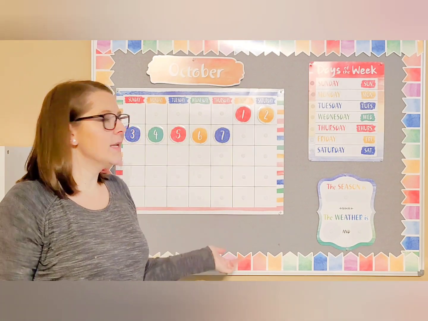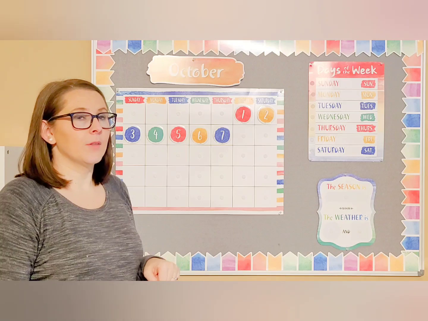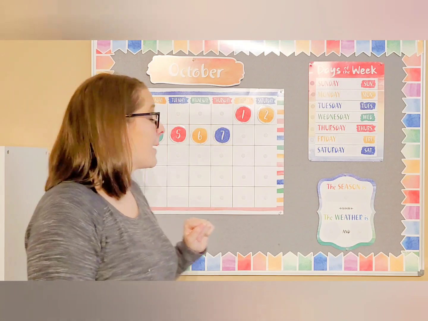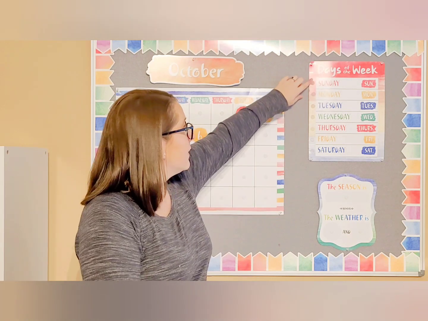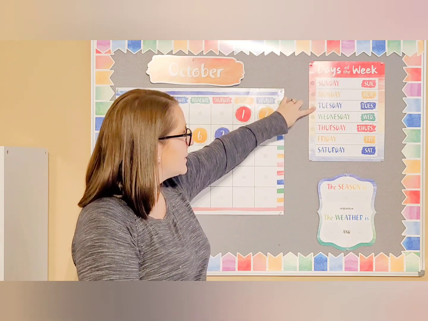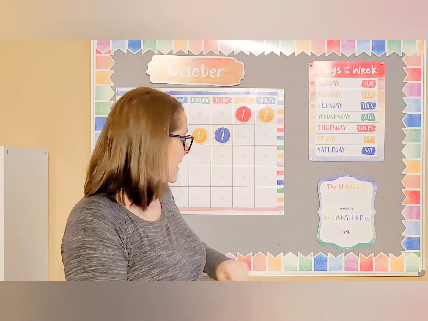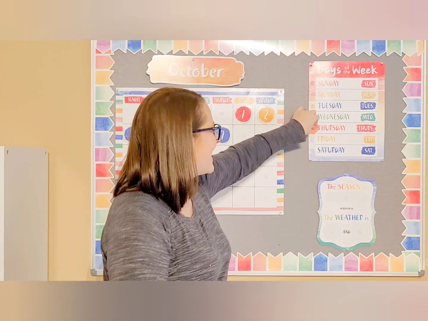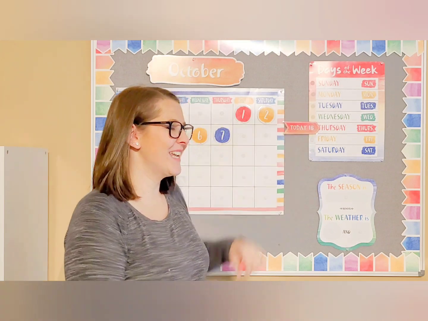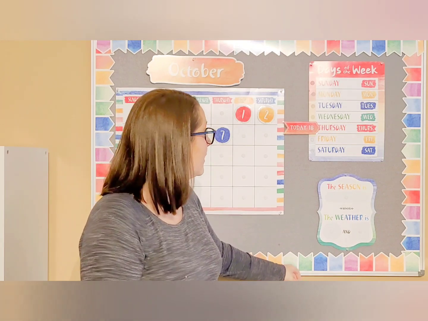Now we need to figure out what day of the week it is. The last time we met, it was Tuesday, but we had one day of no school. So let's see what we're on now. Sunday, Monday, Tuesday, Wednesday, Thursday, Friday, Saturday. Today the day is Thursday, all day long.